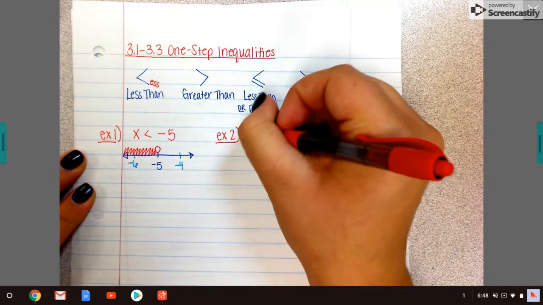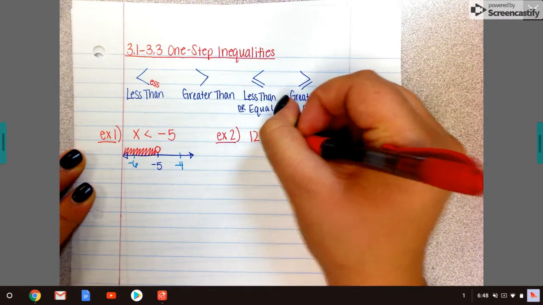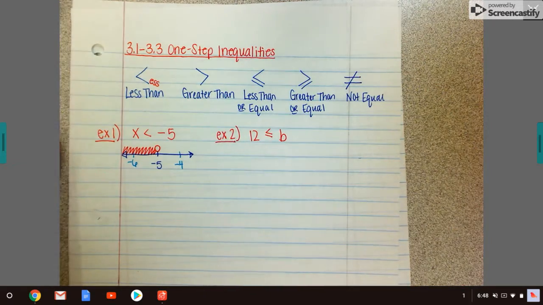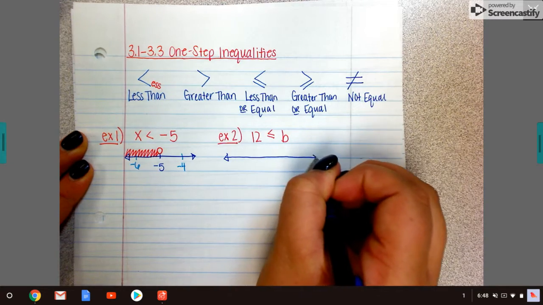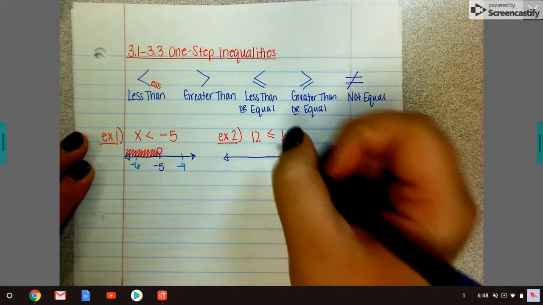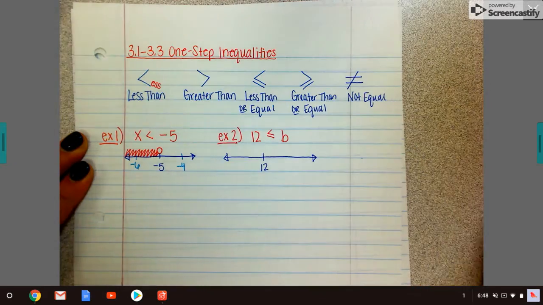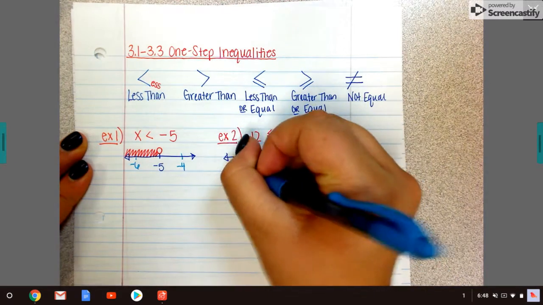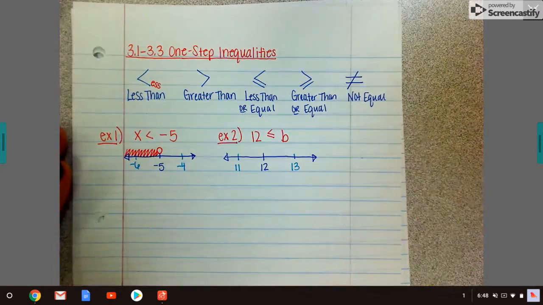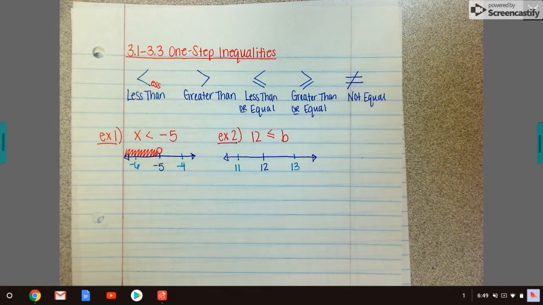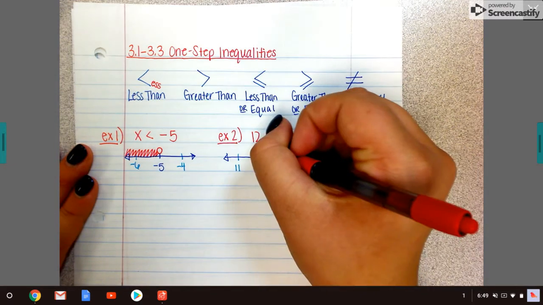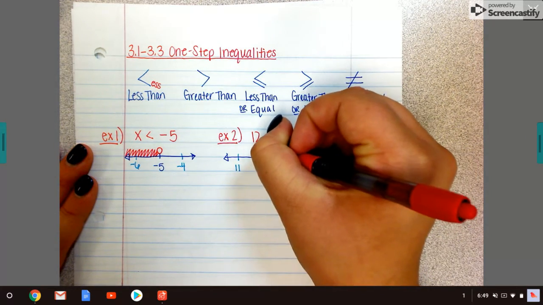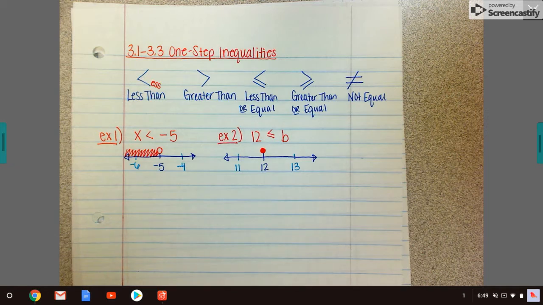So this one, let's do 12 is less than or equal to b. So again, we're going to be centered at 12. So go ahead and give yourself a number line centered at the number 12. And let's give ourselves one thing to the left, smaller than it at 11, and one thing to the right, bigger than it at 13. All right, so b could be equal to 12. So when I draw my circle in at 12, I'm going to color it in. So it's a closed dot now because it could potentially be equal to 12.